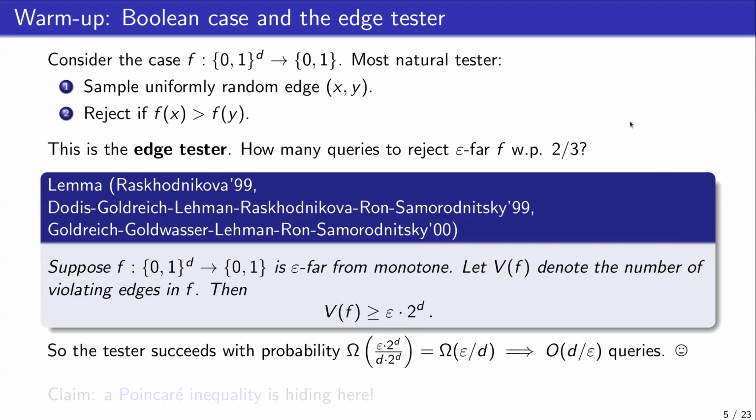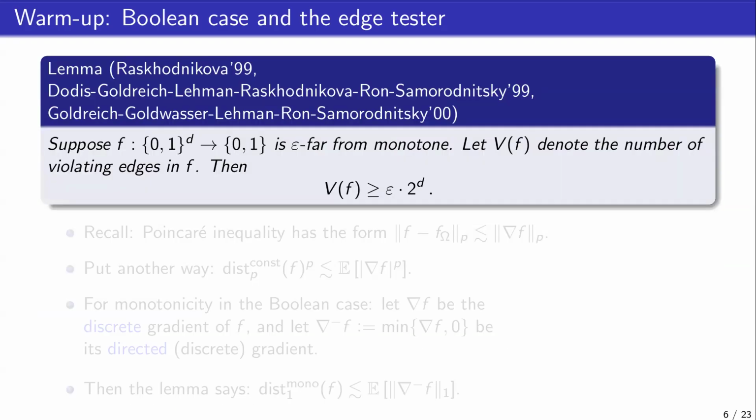Okay, so we're happy. And the claim to start motivating this talk is that there's a Poincaré inequality hiding in this lemma. That's the first example of a connection between isoperimetry, Poincaré inequalities, and monotonicity testing. So let me show you why that is the case. I'm repeating the statement of the lemma here. And recall what I was telling you in the first slide: Poincaré inequalities have a form that looks like this. F minus this average, taking the LP norm, is at most some norm of the gradient of F.